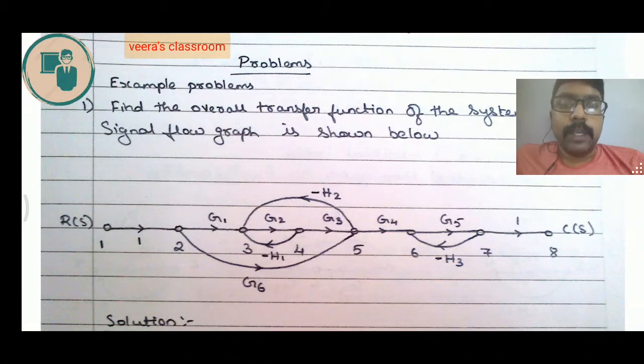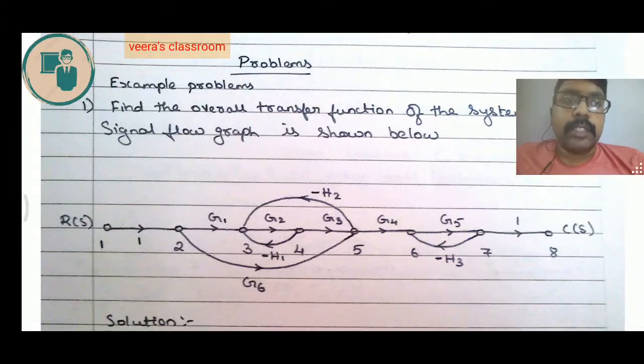So if we have a path that leads us from R of S to C of S, there is a constraint: you have to touch a node only once. So if it starts from node number 1 and ends in node number 8, it should not touch the same node again. If it touches the same node again and again, it's not a forward path. So we'll see what forward paths are present in this diagram.